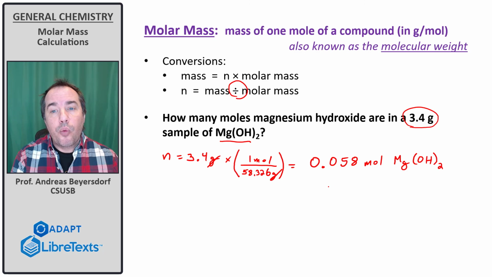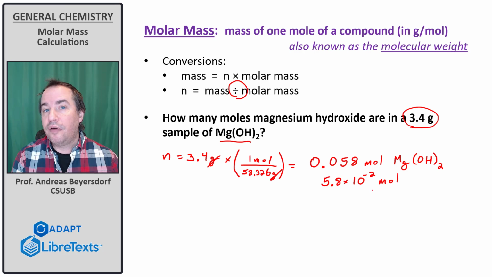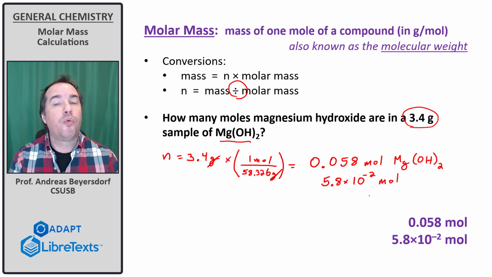0.058. Now, we could also write this as an exponential. So this would be 5.8 times 10 to the negative 2 moles. Either one of these, they're the same number, so either one of them would be fine.